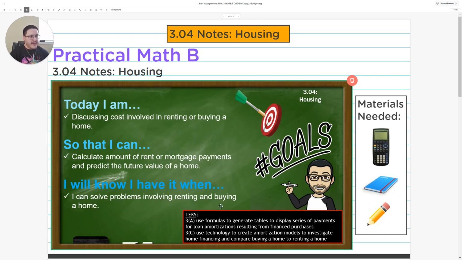Specific techniques we're looking at for today's lesson are 3A: use formulas to generate tables to display a series of payments for loan amortizations resulting from financed purchases. And 3C: use technology to create amortization models to investigate home financing and compare buying a home to renting a home.